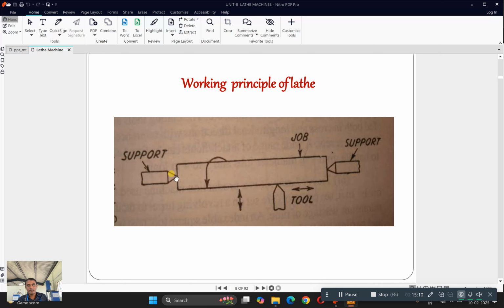The live center, in turn, will also rotate along with your workpiece. But the dead center never rotates. It is just a mechanism for supporting this lengthier job without falling. Then you can see that there is a tool. Whenever your tool is moved from one end to the other by slowly contacting the tip of this workpiece, what will happen? As it rotates, it slowly removes material from the workpiece. Okay, this is the basic principle behind the working of any lathe.